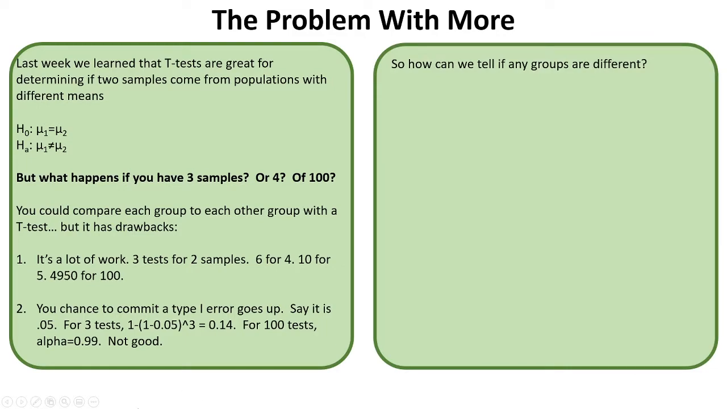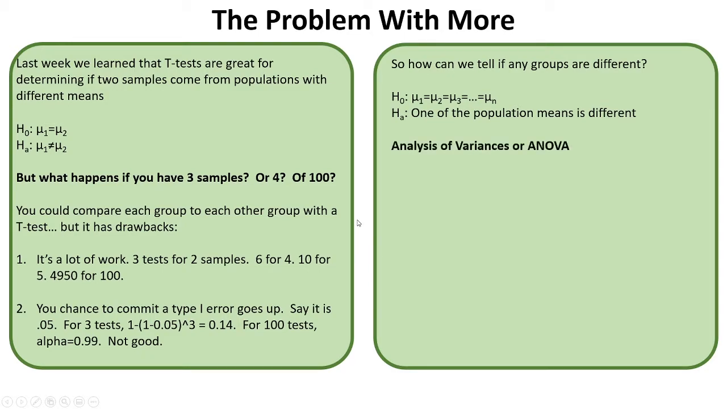So how can we tell if any of the groups are different? It's one thing to go and compare every single group and try to figure out which groups are different from which other groups. But what if we had a test that just asked, okay, the null hypothesis is that everything is the same, and the alternative hypothesis is that just one of these differs from all of the rest. That is what an analysis of variance, or ANOVA, is. Its null hypothesis is that everything is equivalent, and its alternative hypothesis is that one of these is not equivalent, or many of them are not equivalent to all of the others.